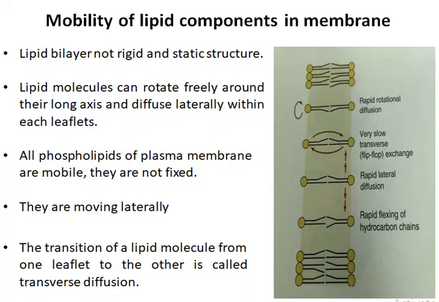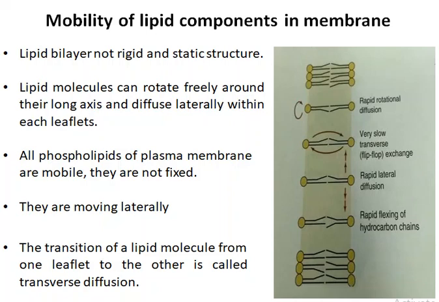The transition of a lipid molecule from one leaflet to the other is called transverse diffusion. This type of transverse diffusion is very rare. Only in required conditions will the biological membrane, the outer and inner leaflets, attempt to make transverse diffusion, because transverse diffusion might alter the lipid composition of the outer and inner leaflet, because every time it is necessary to maintain the phospholipid composition of the outer leaflet and inner leaflet as it is without any change.